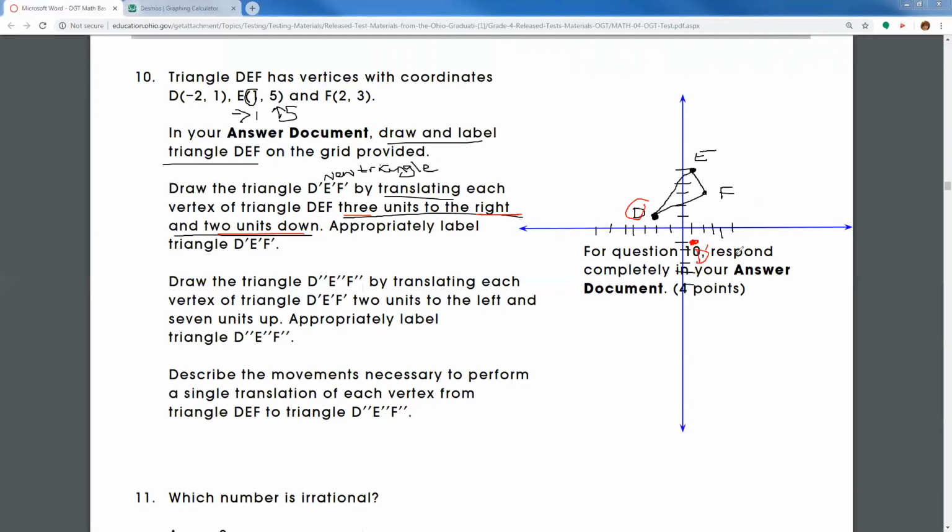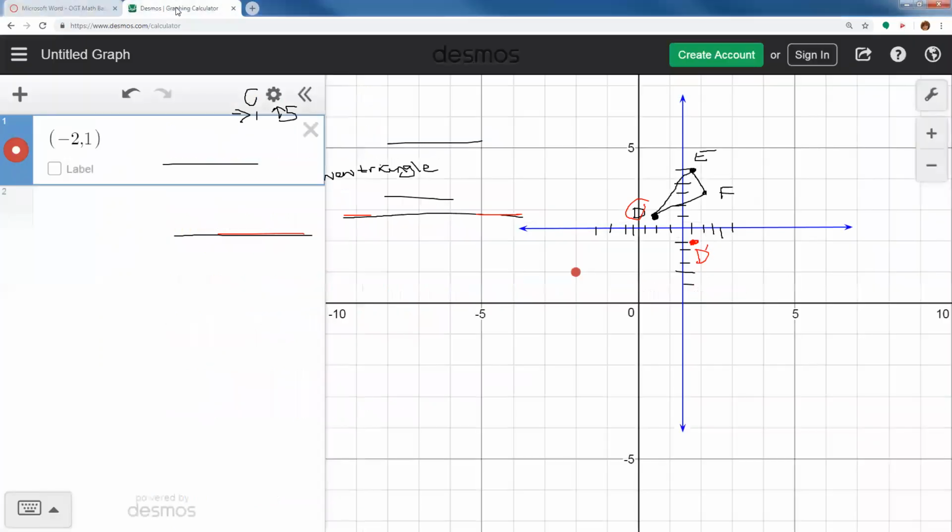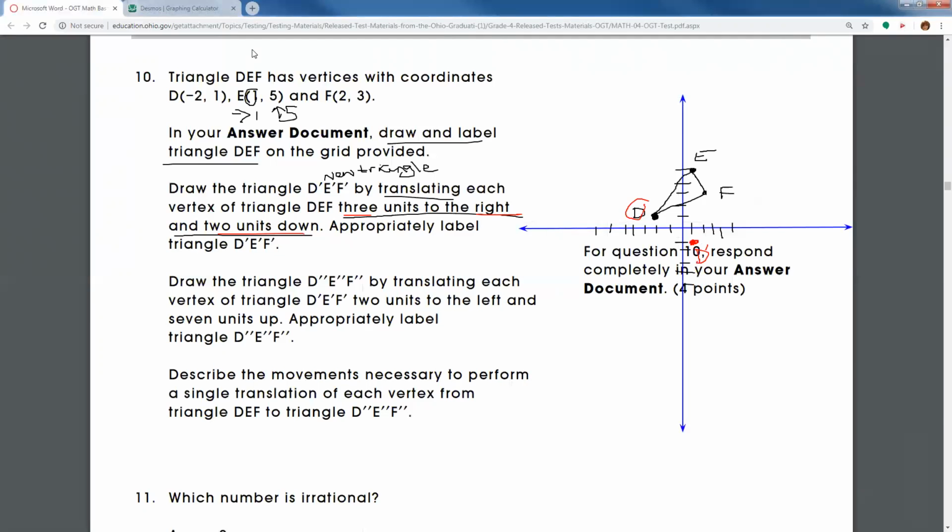Then you gotta do that for E and F. Yep, so now we go E. And again, it'll be easier on a grid if you have a grid system. Let's see. That's going to be too hard. I was thinking of maybe drawing it on Desmos, but that's going to be too hard. We'll just keep with this. So right 3, down 2. And then the F, you're going to go right 3, down 2.